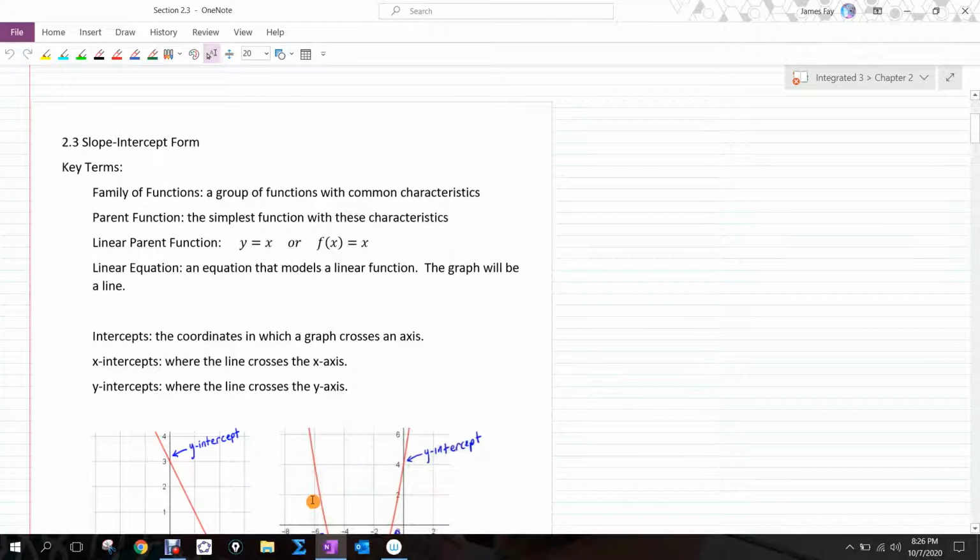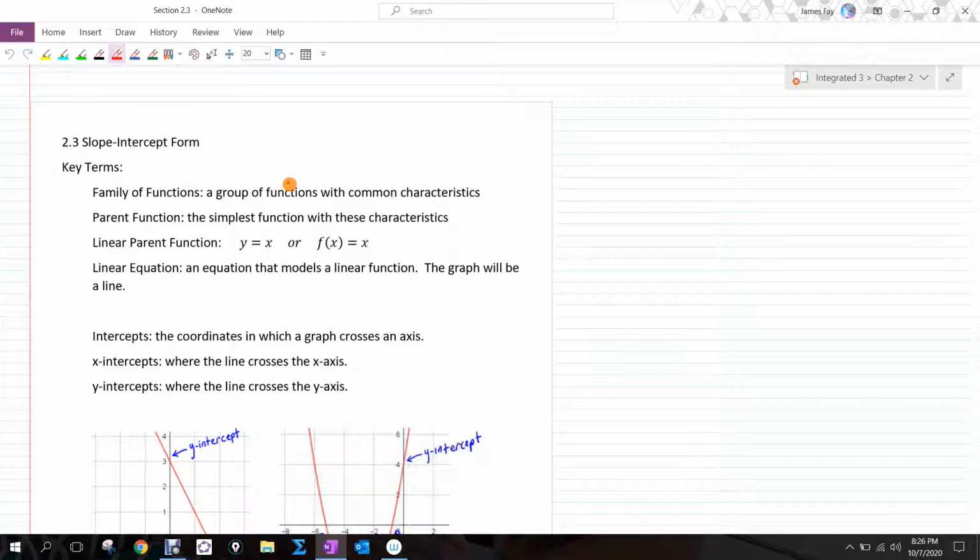Section 2.3, slope-intercept form. We'll start our discussion about graphing lines. First couple things we need to talk about are what we call family of functions, just a group of functions with common characteristics. So everything we're talking about here is going to be lines. So all lines are very similar.